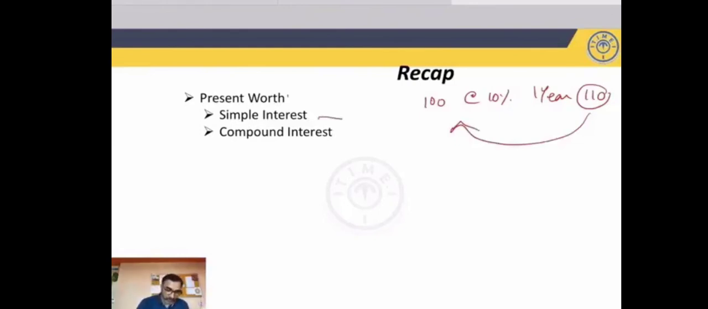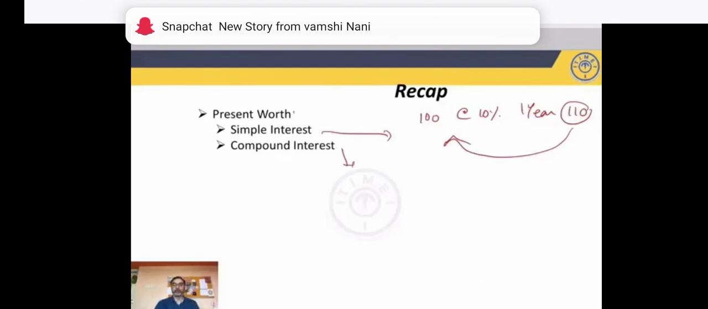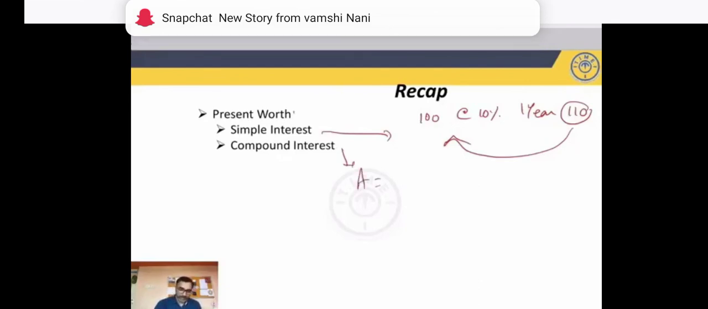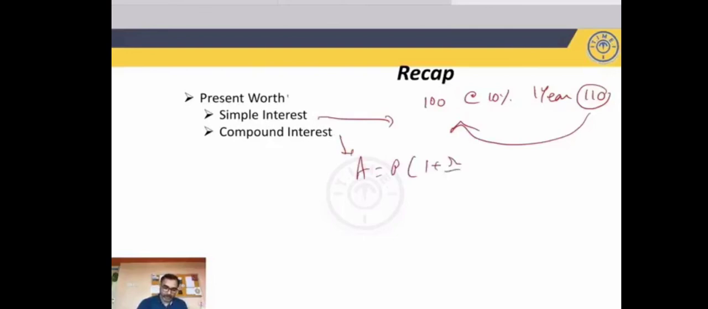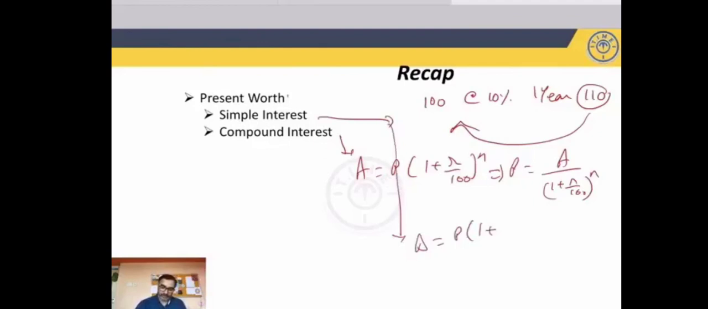This present worth is calculated under simple interest as well as under compound interest. Under compound interest, we have the formula A equals P into (1 plus R by 100) whole power n. So from here, the present worth is A divided by (1 plus R by 100) whole power n. Similarly in simple interest, amount is equal to principal into (1 plus NR by 100), so present worth will be A divided by (1 plus NR by 100). So we have seen the present worth.